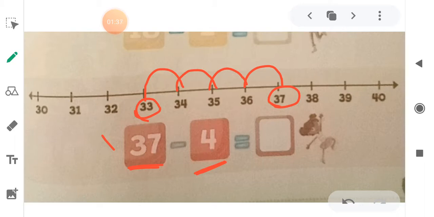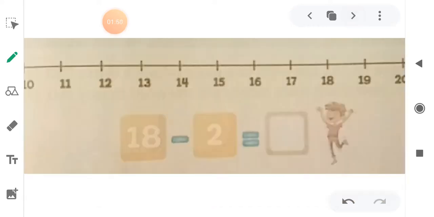I will go back 4 steps. Let's count 1, 2, 3, 4. So the answer will be 33. Okay, go to the next one.